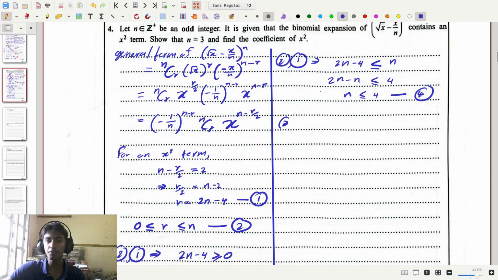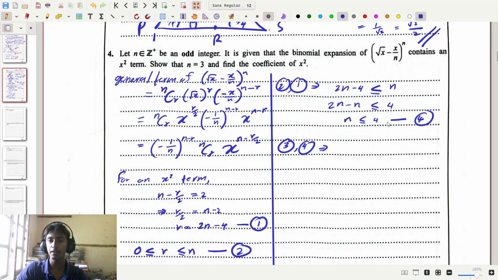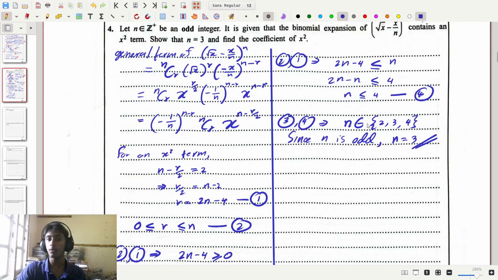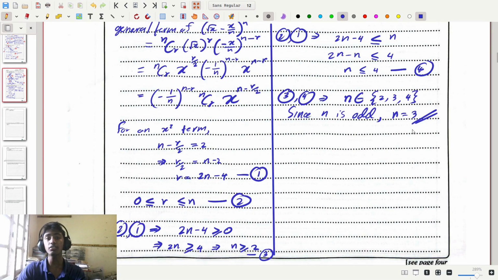So from 3 and 4, we get a limited set of values that n could have. From 3 and 4, n must be between 2 and 4 inclusive, which means that n is an element of the set of 2, 3 and 4. But of course, we know that n must be an odd integer. So since n is odd, the only odd value of n in this set is n equals 3. So therefore, n must be equal to 3. We have proven that the only value that n can have in this situation is n equals 3.